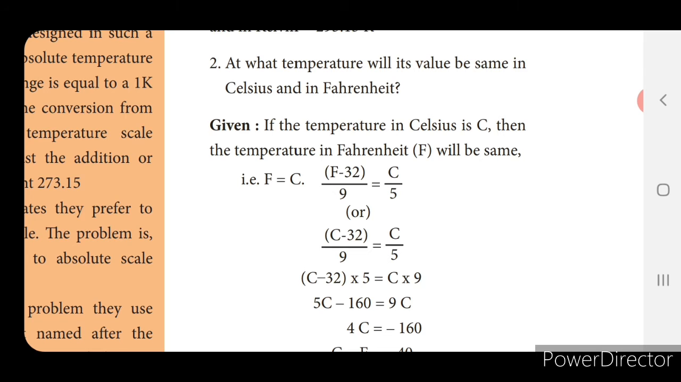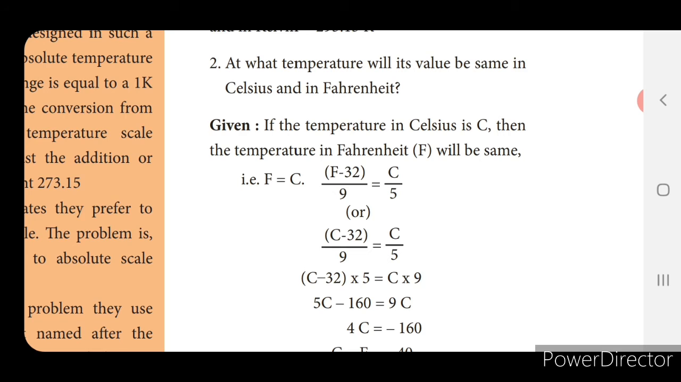Both the sides you are having C. First you have to bring C to one side. So how to bring C to one side means, here you have to do cross multiplication. C minus 32 into 5. So on the right hand side you are having 5 in the division place. So when it comes to the left hand side, it will change as multiplication. Okay children, so like that only. C minus 32 into 5 is equal to C into 9.